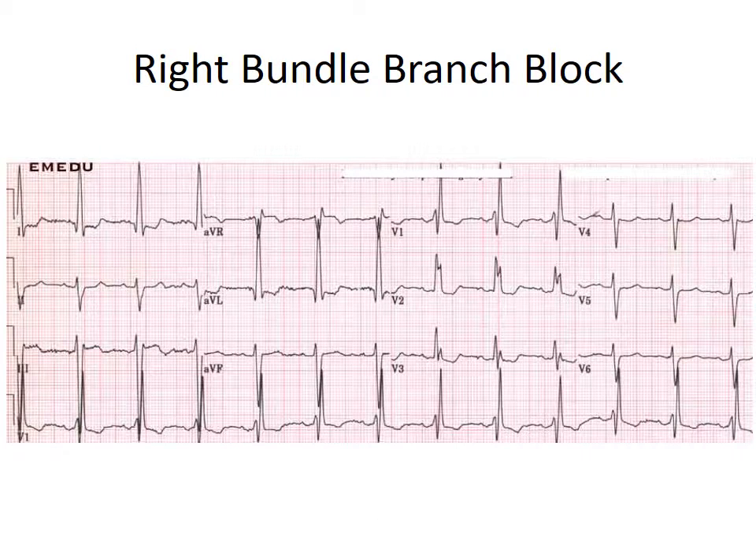So let's move along. Here's another example, right bundle branch block. When you look in V2 and V3, you can see bunny ears, or the RR prime, if you want to be technical about it. So I've got a right bundle branch block.